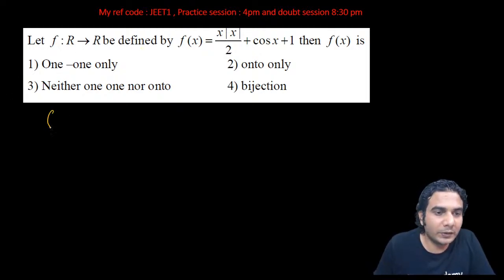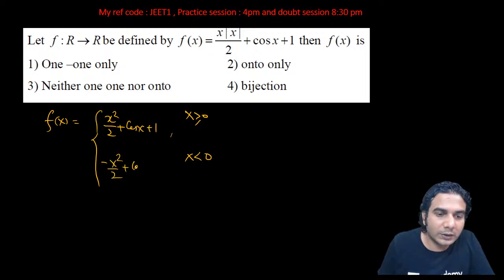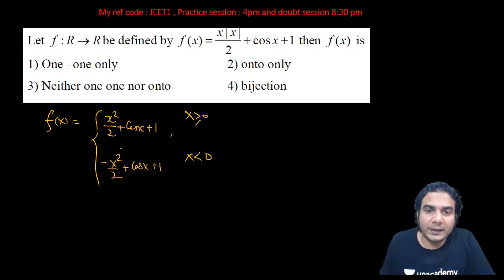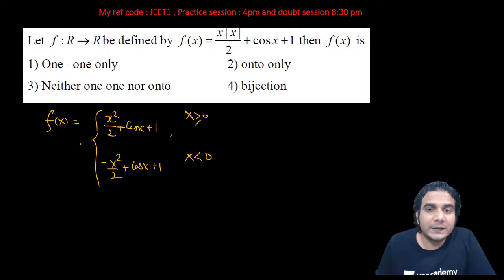So f(x) is equal to, because of this mod x, you'll have to separate this function into two intervals: x more than or equal to 0, and x less than or equal to 0. When x is more than or equal to 0, you can write x square by 2 plus cos x plus 1, and minus x square by 2 plus cos x plus 1. These functions are differentiable and continuous. Yes, obviously all three functions are continuous, so their sum will be continuous. So f(x) is a continuous function.